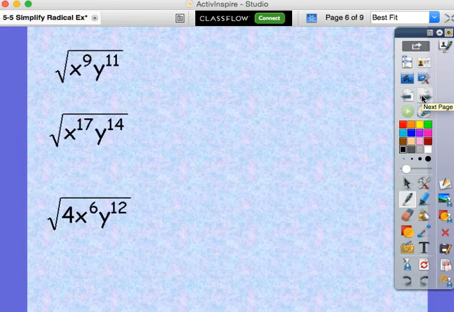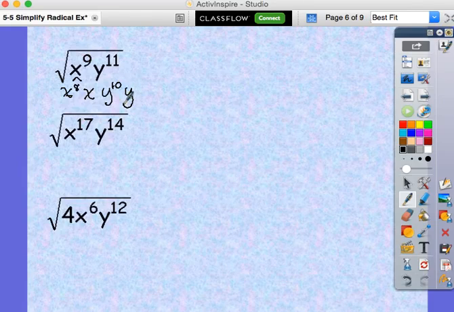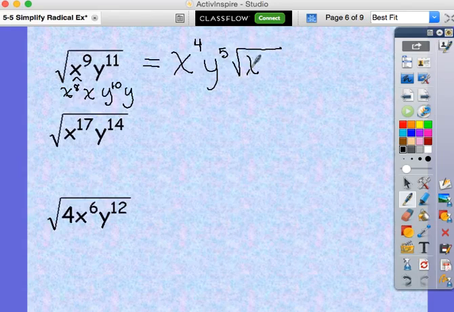Okay, next. We need to break this apart into x to the 8 times x and y to the 10 times y. So our answer is going to be x to the 4th, take half of the 8. This x is going to have to stay inside. And then y to the 5th, and the other y is going to stay inside. So inside I'm going to have x, y. Okay?